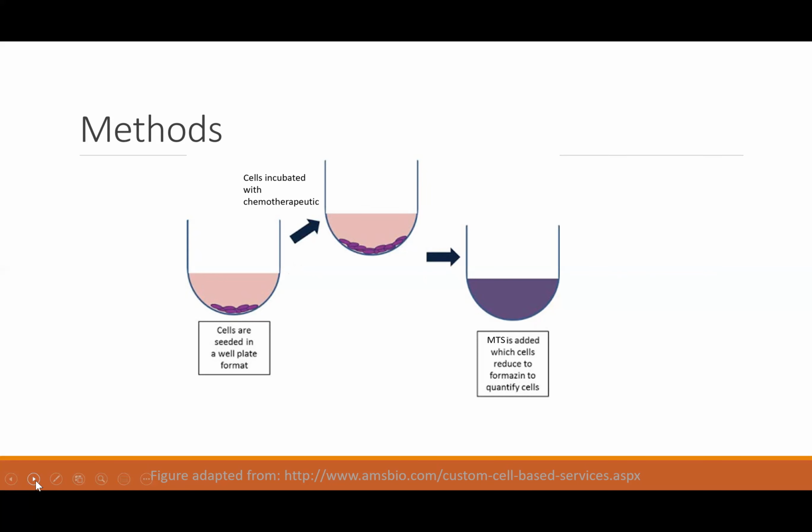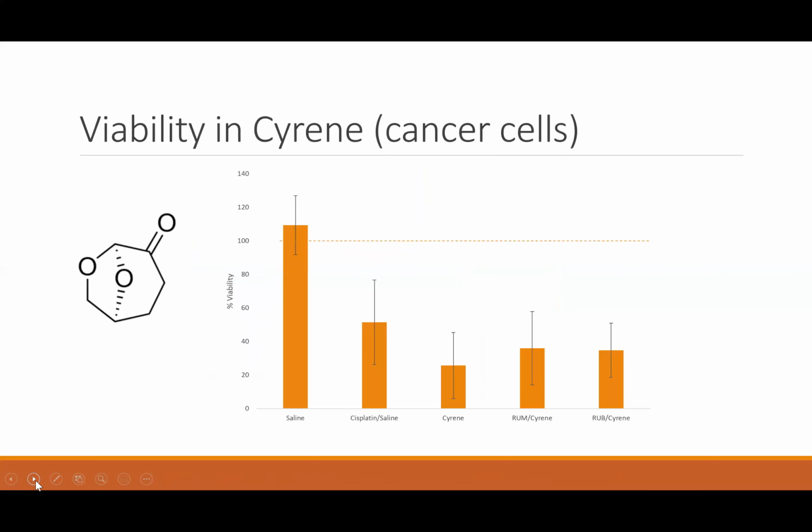And so you'd expect if you treat with a chemotherapeutic, you have a less intense colorimetric change because the chemotherapeutic should have killed the cells. So all the data you're going to be looking at is MTS assay, and all the data I have gathered today is from cancer cells.